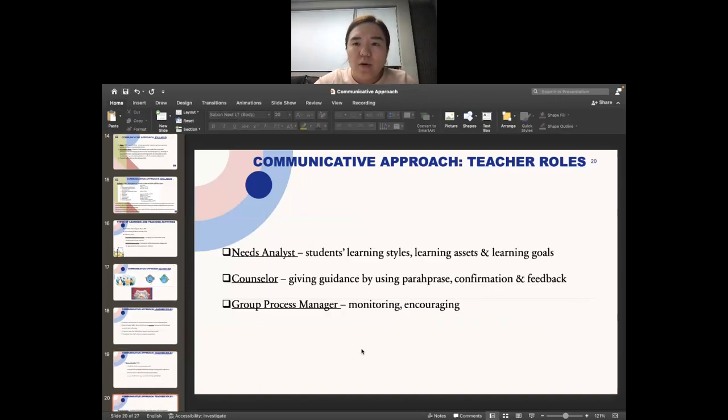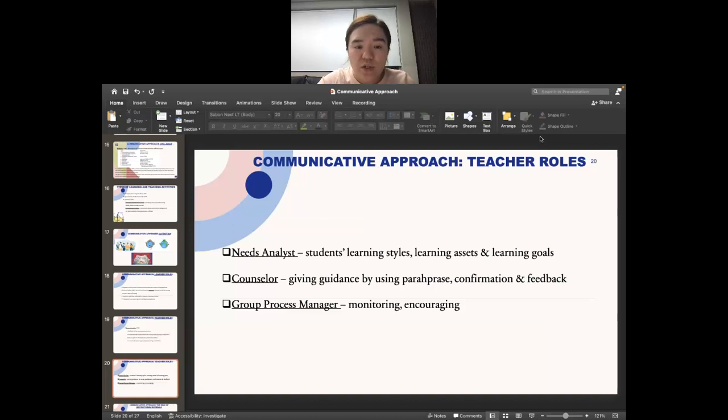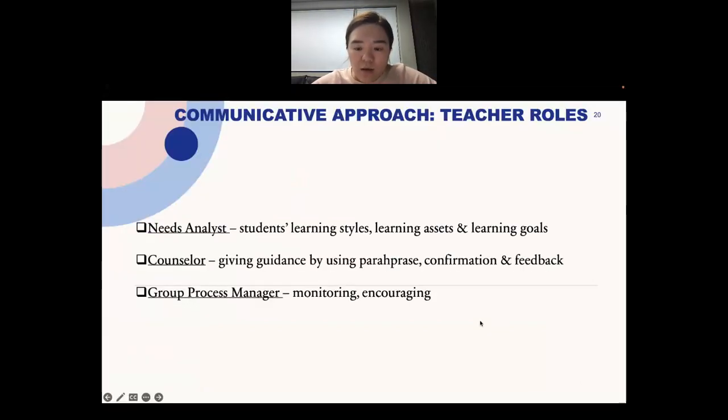Then another roles of the teacher: needs analyst, who should learn about students' learning styles, learning assets and learning goals, and should also design the syllabus based on that. Then counselor, who gives guidance and direction by using paraphrasing, confirmation, and feedback, of course, without directly commanding. Then group process manager, who monitors the class and the learning process, and encourages the students in the learning process.